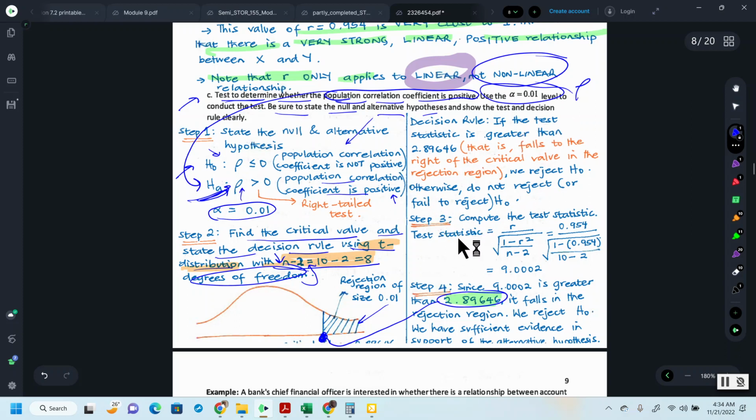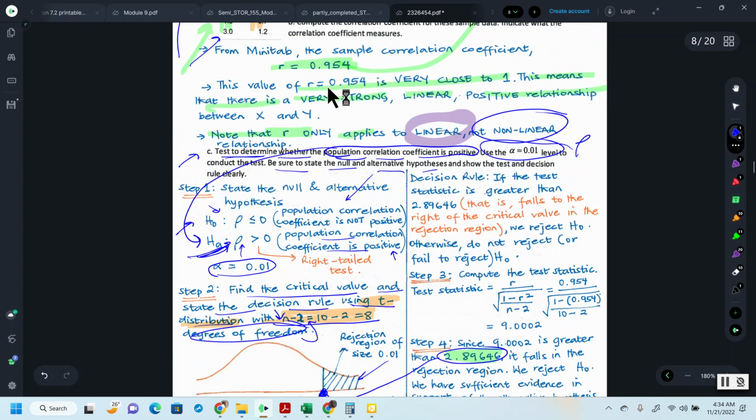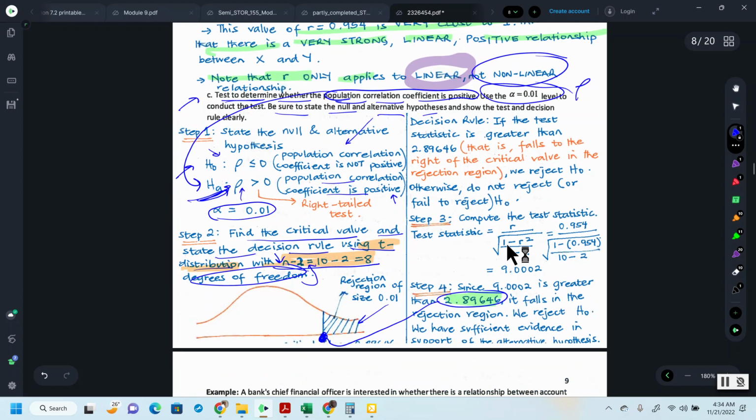The formula for the test statistic is the correlation coefficient you computed earlier, R, 0.954, divided by the square root of 1 minus R squared all over n minus 2. So I'm plugging in R equals 0.954 here, and R equals 0.954 squared here. Let's make sure we write that clearly. There should be a squared there. If you carry on all of this computation, you get 9.0002. This is your test statistic.